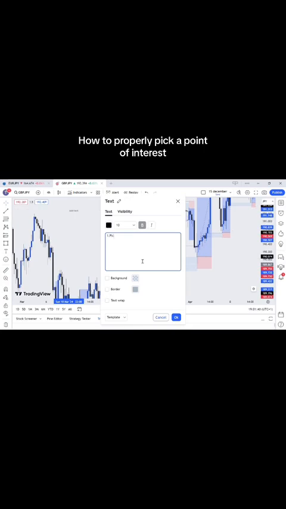One, pick a point of interest that is closest to liquidity. Two, pick an unmitigated point of interest. Three, the POI needs to trigger the shift in market structure.